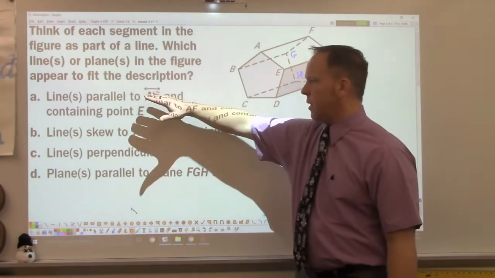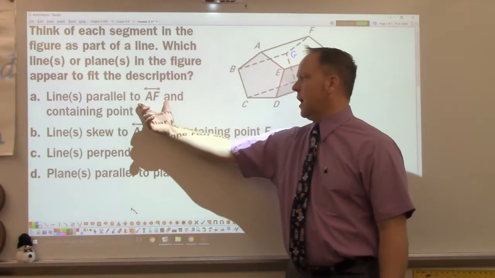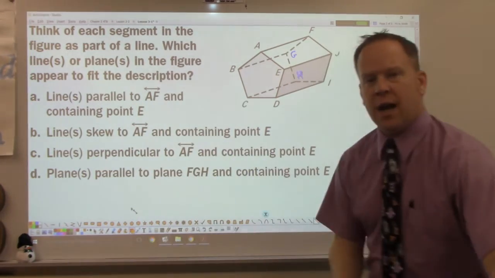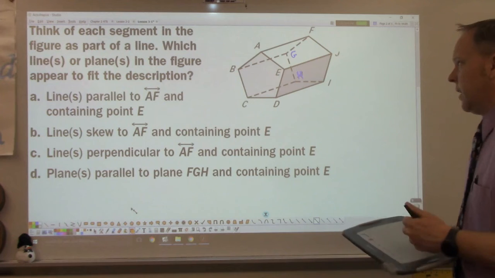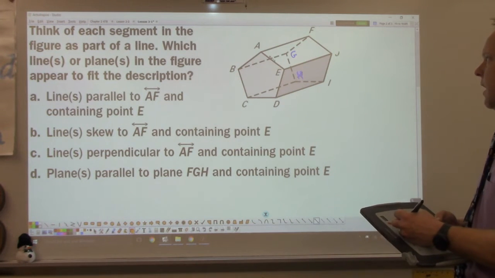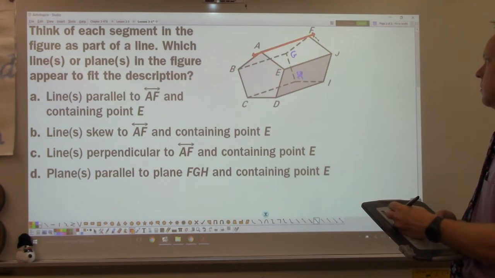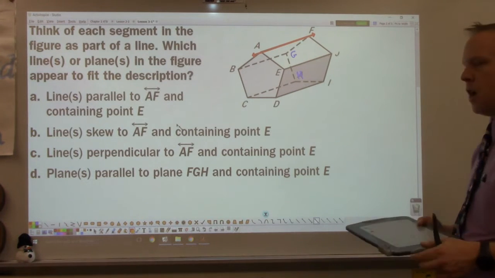Now, if I'm looking at A, B, and C, they all refer to line AF. So what I want to do is highlight line AF so I know which one we're looking at for all 3 of these questions. Line AF is this top corner right here. Okay, that's the top of my prism.